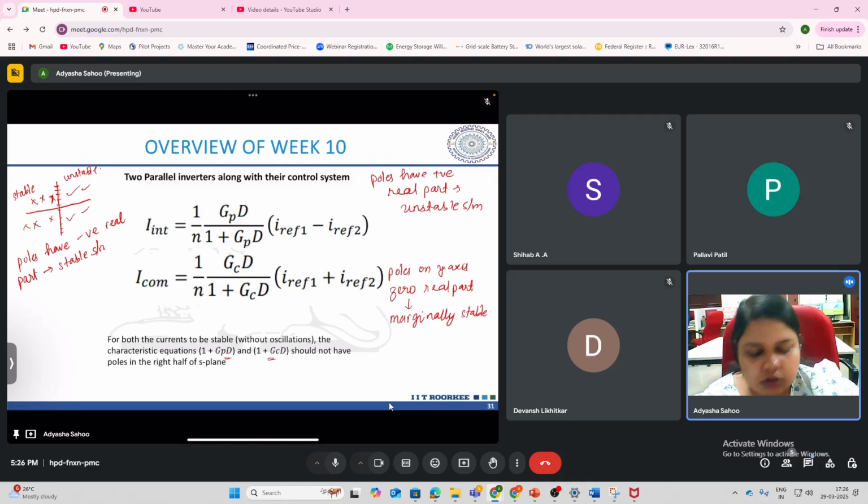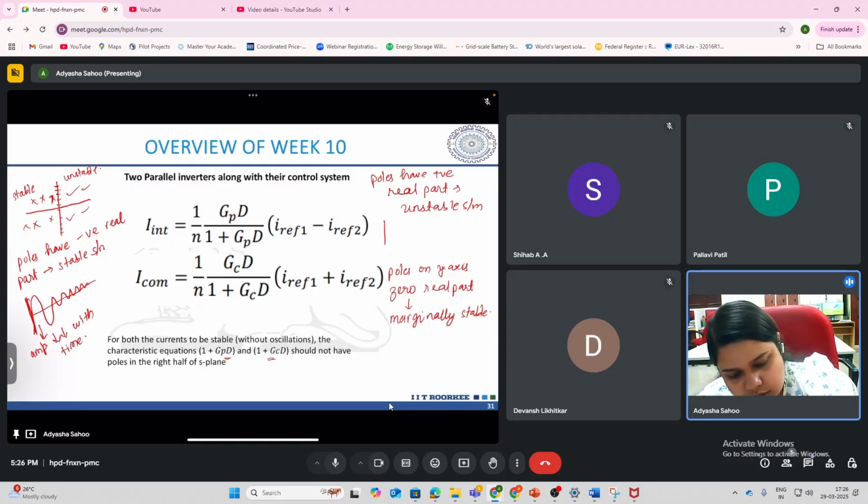So if you draw the response here, in the stable system, the oscillations die out with time. The amplitude decreases with time so that the system becomes stable. In the unstable system, you get oscillations with increasing amplitude. So the amplitude increases and it is unstable. And in the marginally stable system, you get sustained oscillations, that means of equal amplitude. Oscillatory response.